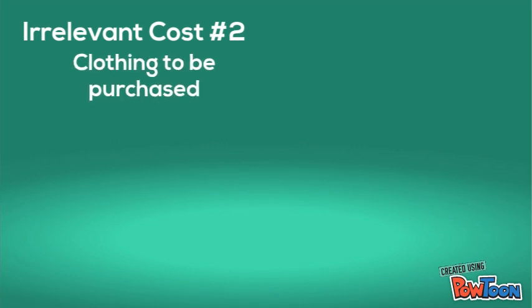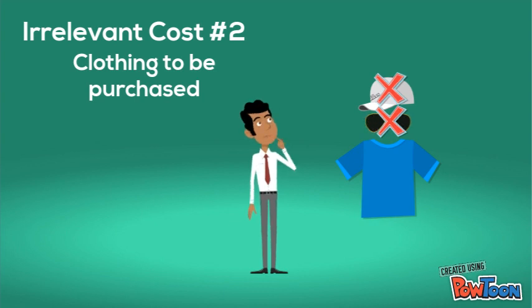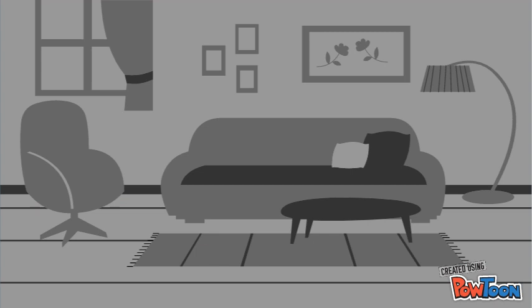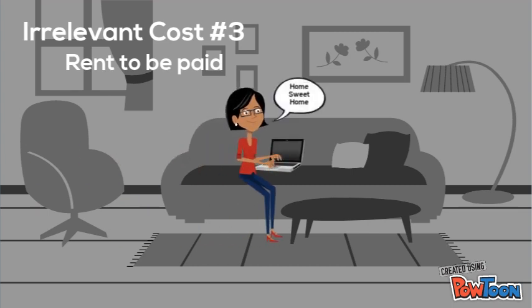Clothing to be purchased for your upcoming employment would also be considered an irrelevant cost. Each job will result in the eventual purchase of work-appropriate clothing, so this cost would not be considered a relevant factor, as it would have to be incurred regardless of your decision. Rent to be paid for your home is another example of an irrelevant cost. Because you will not be moving as a result of either position, this factor is unchanging between the two decision alternatives and should have no impact on the decision-making process.